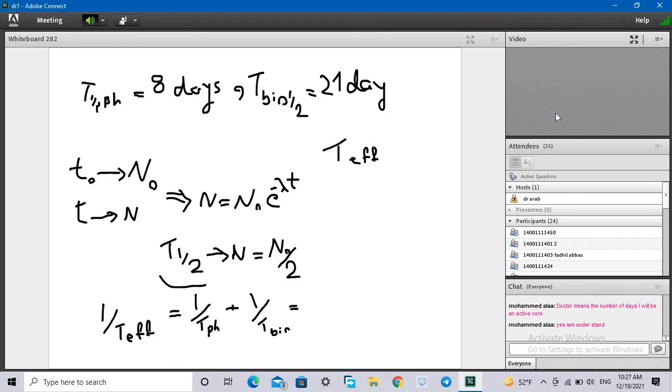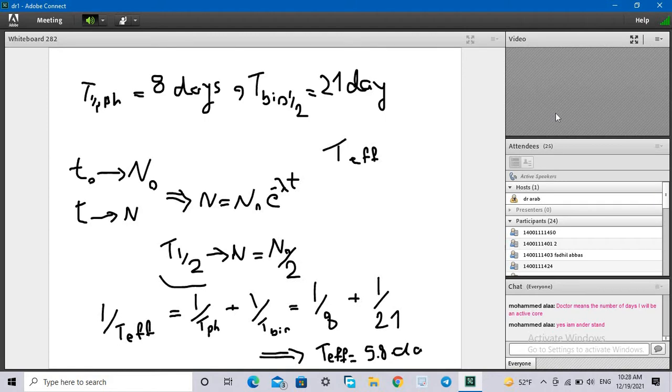So 1/8 plus 1/21, and by solving this equation, we can conclude that the effective half-life equals 5.8 days.